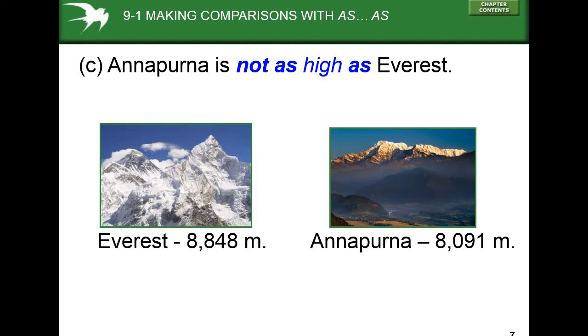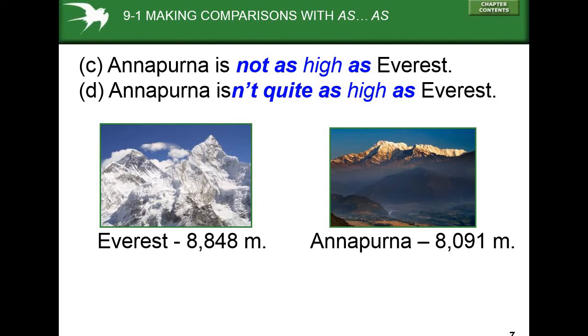So Annapurna is not as high as Everest. How are we comparing the two mountains? Annapurna is not as high as Everest. Mount Annapurna is not as high as Mount Everest. Okay, have you noted down this sentence? Annapurna is not as high as Everest. Write down that sentence. Now I am going to the next example.